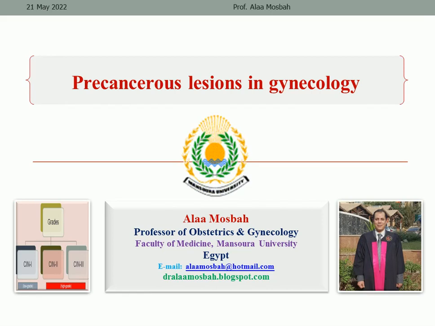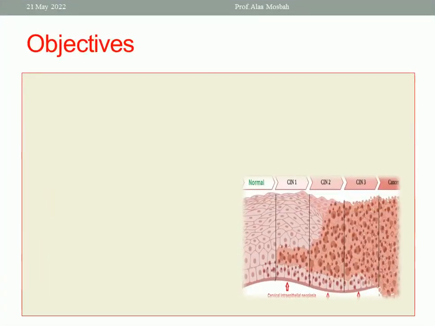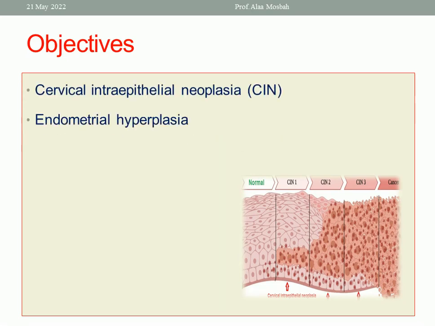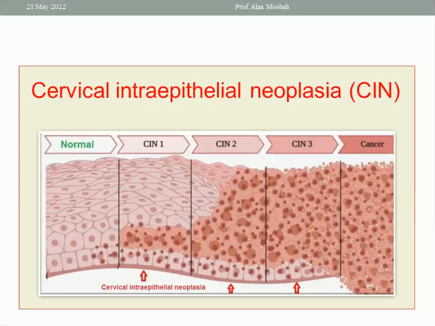The topic of my lecture today is the precancerous lesions in gynecology. What we want to discuss today is cervical intraepithelial neoplasia, endometrial hyperplasia, and vulval intraepithelial neoplasia. Please look at this picture. We'll start with cervical intraepithelial neoplasia, what's called the CIN.